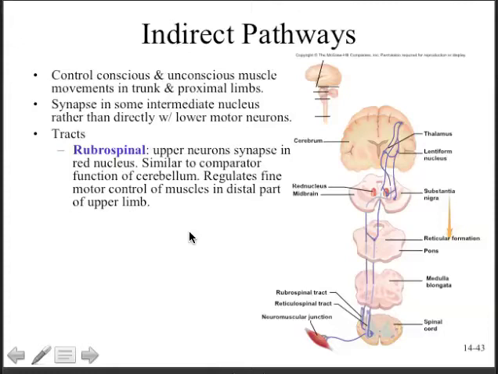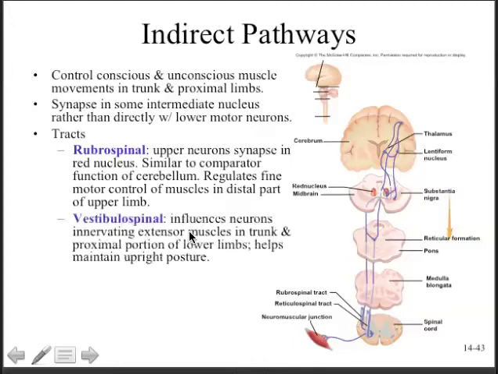It's similar to the comparative function of the cerebellum in that it tries to match up intentions with actions. It regulates fine motor control of the muscles in the distal part of the upper limb. The vestibulospinal tract influences neurons innervating extensor muscles in the trunk and the proximal portion of the lower limb, and it helps maintain posture, while the reticulospinal tracts are also involved in the maintenance of posture.